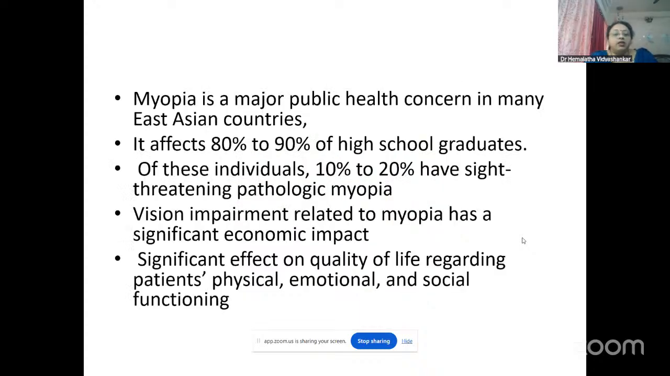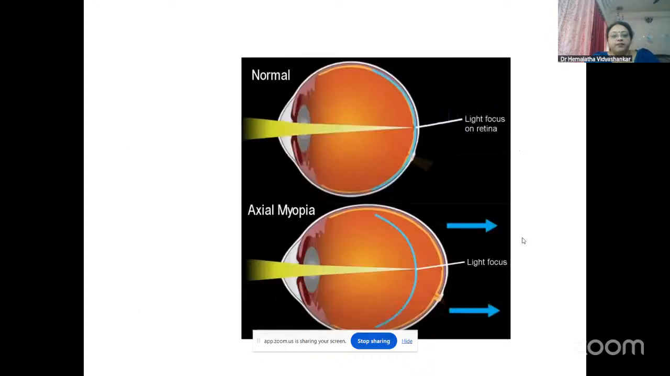Now, myopia is a public health concern because 80 to 90% of high school graduates are the ones who are affected by myopia. Now, these children are going to be the workforce in the coming future. And of these, 10 to 20% have a pathological myopia, that is, myopia associated with other eye problems. Now, this myopia is a leading cause of vision impairment and it can lead to significant economic impact. It can also affect the quality of life, their physical, emotional, and social functioning.